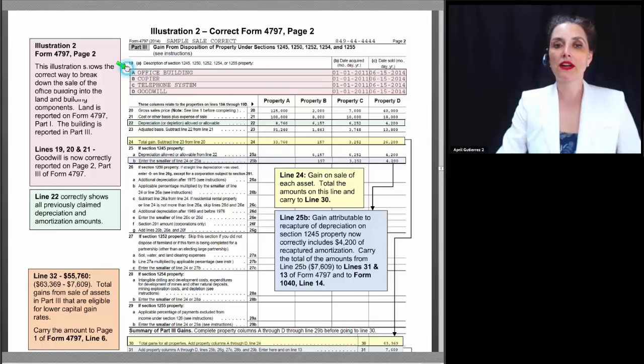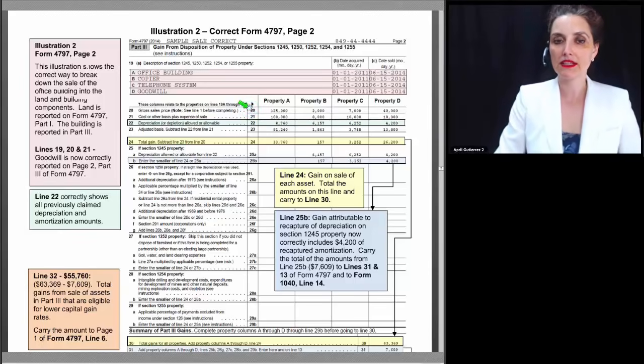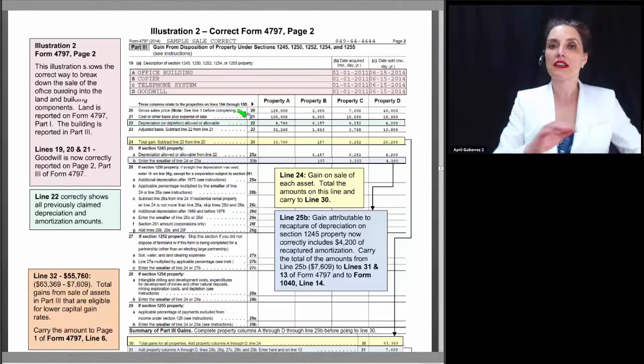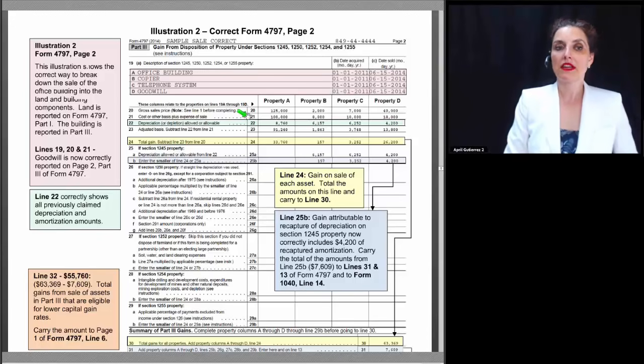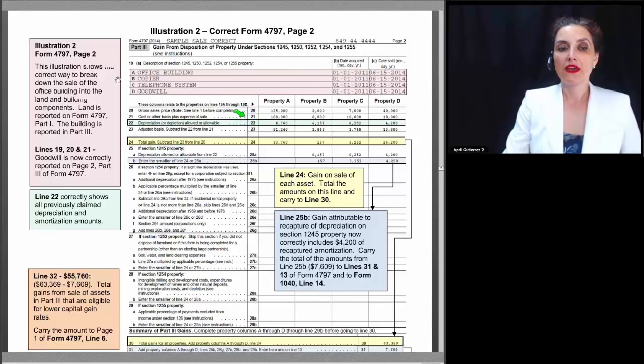they belong, and in fact, when it comes to that office building, I actually broke out the sales price and the acquisition cost and did an allocation of the sales price and the cost basis between land and structure to break that out. And then the copier and the telephone system and the goodwill are all listed on here as well. And now we've got numbers in all 4 columns going all the way across.